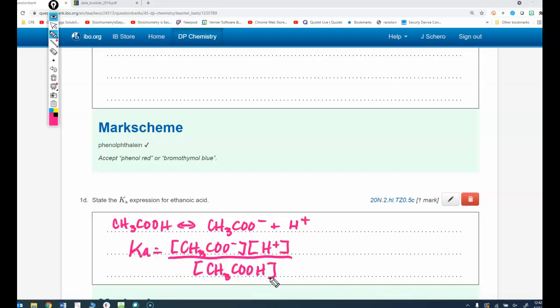Please remember to use your brackets. Do not use the curly or the curvy brackets. Please make sure you use the square brackets.